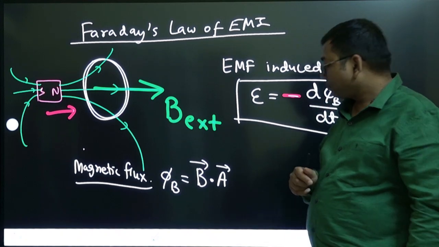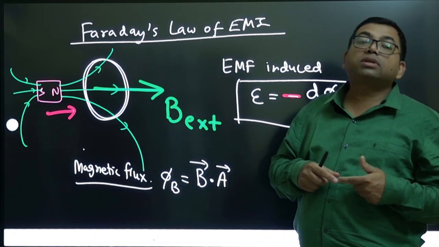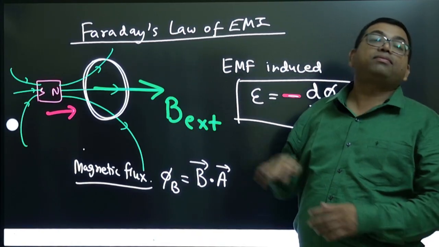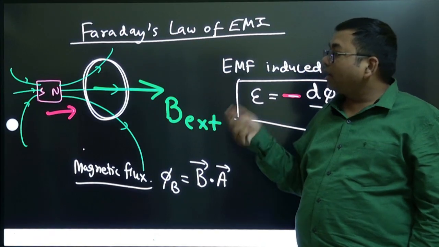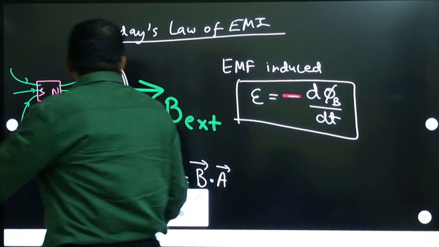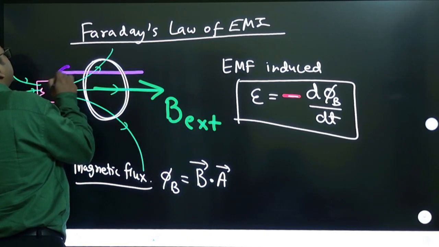Correct, flux will increase. Now this coil must try to produce current in such a manner that it should try to decrease the flux in this direction. So to decrease this flux, this coil must produce a magnetic field in the opposite direction. So this must produce a magnetic field in this direction.